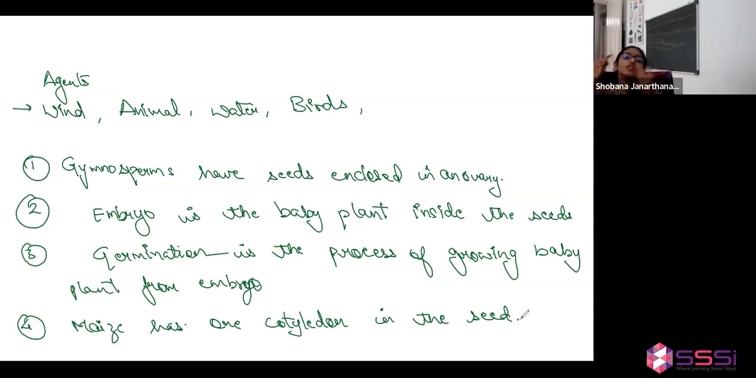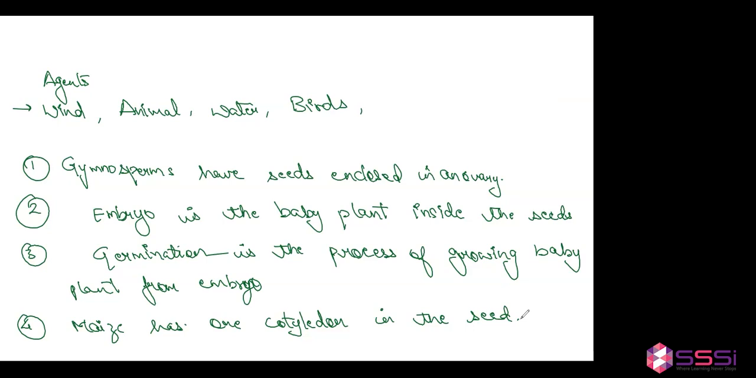Embryo is the baby plant inside the seed. Germination is the process of growing of the baby plant. Ma'am, the first statement is wrong.